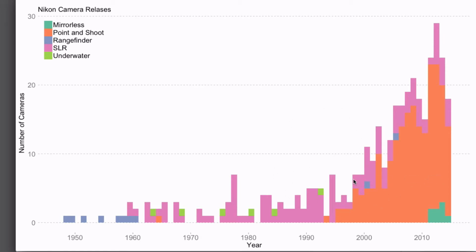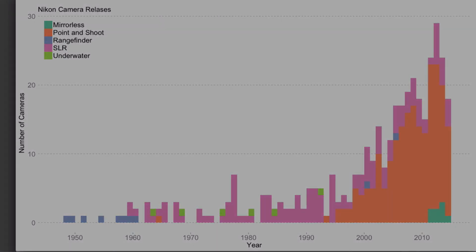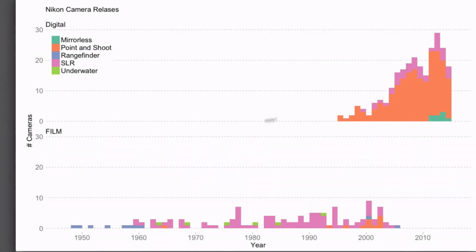And this is even more interesting when you look at it by film type. So the next chart is splitting it by film type. You're going to see here, when we put digital on top and film on the bottom, how big of a change this is. You don't have many years where there are even 10 cameras released. This is film cameras on the bottom, digital cameras on top.